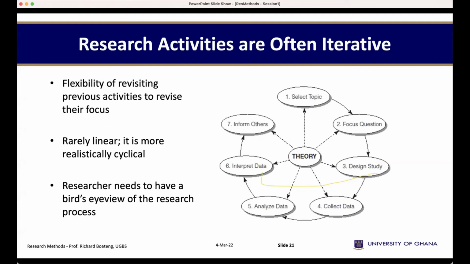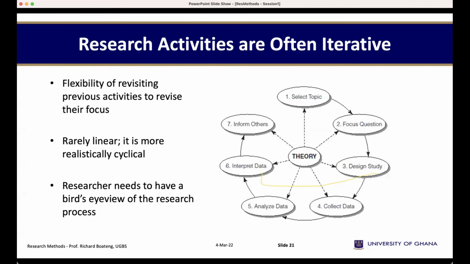Now, in order to understand how to use the wheel, the first thing I will say is that the wheel connotes the fact that there should be flexibility in visiting previous activities to revise their focus. So sometimes, if you start your work, you may have the opportunity of going back to make a change, because in qualitative research, you learn more as you read more.